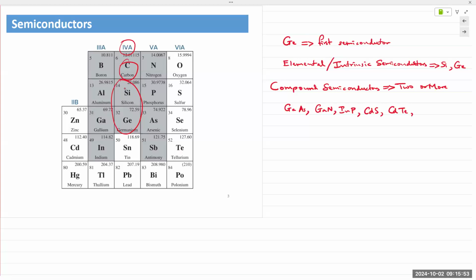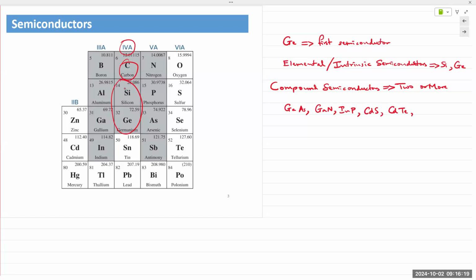So you combine elements from two different columns of the periodic table, and you get what is known as a compound semiconductor. Gallium arsenide, gallium nitride, indium phosphide are 3-5 compounds. Cadmium sulfide is 2-6, and so is cadmium telluride.